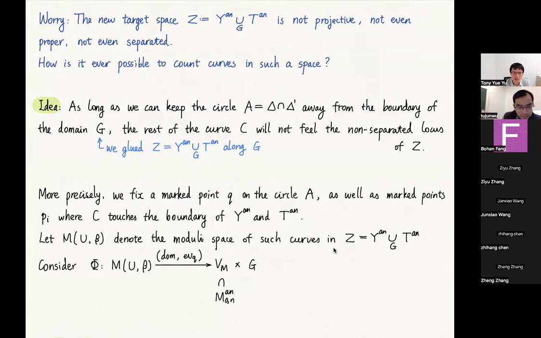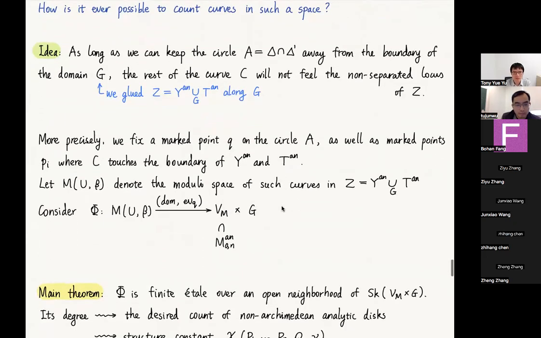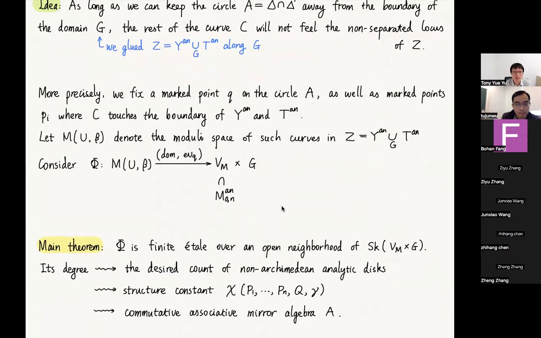We consider the moduli space of such curves, M_beta, and we consider the map taking the domain of the curve to a domain in this M_0,n. And then we also take the evaluation of the marked point Q on the circle. Then the main theorem confirms that our heuristic idea can eventually work out. It shows that phi, this map above, is a finite étale cover over an open neighborhood of the essential skeleton of the target.